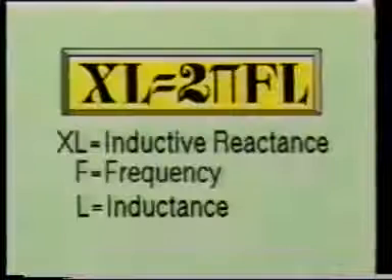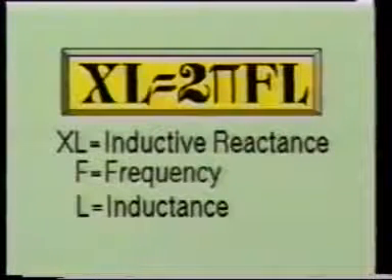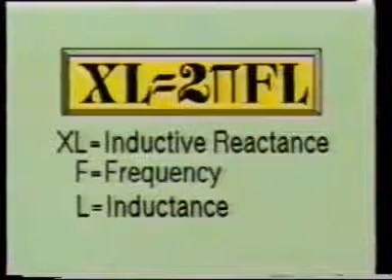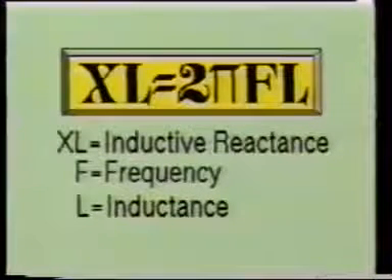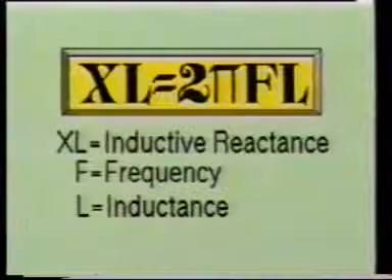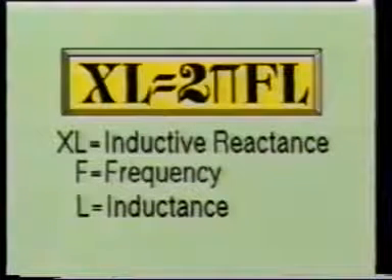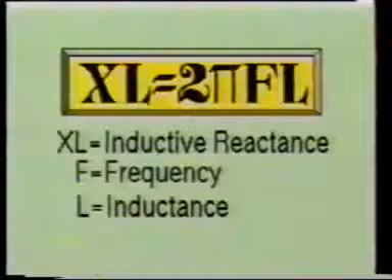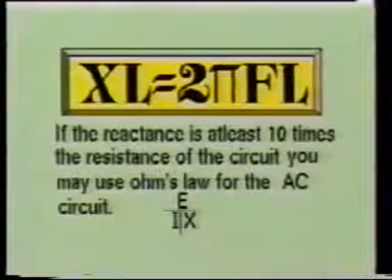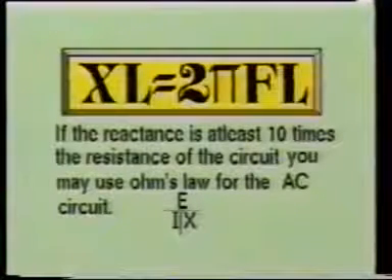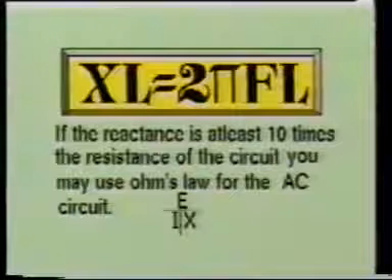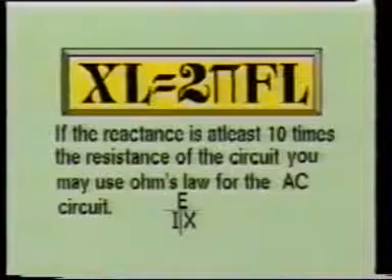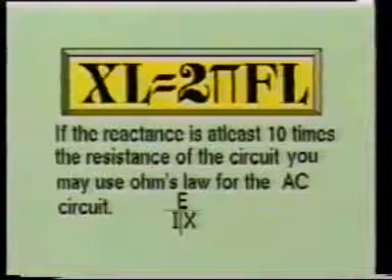The formula we used to measure the inductive reactance of the coil circuits was XL equals 2 pi FL, where XL represents the inductive reactance, F represents the frequency, and L represents the inductance. The unit of measurement for inductive reactance is the ohm. If the reactive value in a circuit is at least 10 times greater than the resistance of the circuit, then you may use Ohm's law for the AC circuit, but you must substitute the reactance value for the resistance value. The formula becomes I equals E over XL.